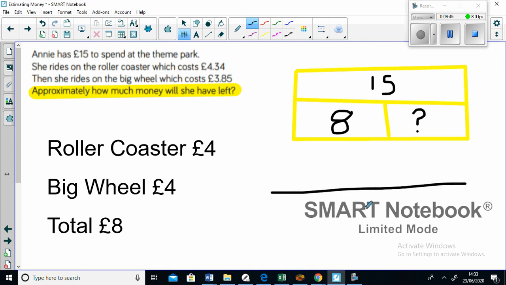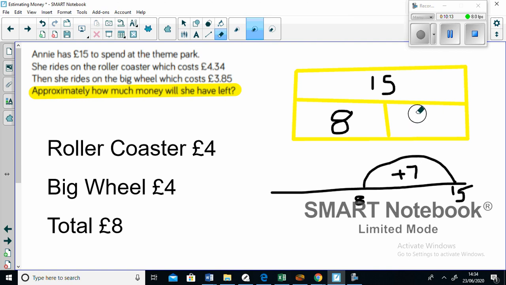I like to do that, I think. So I would put 8 on my number line. I say, what do I have to add on to 8 to get up to 15? Because I've got some good arithmetic skills, I'm going to bridge up to 10. So I'm going to do a little jump of 2, taking me up to 10, and then 5 to 15. So I know that's a jump of 7 in total. So I know roughly, approximately, she's got around £7 left.